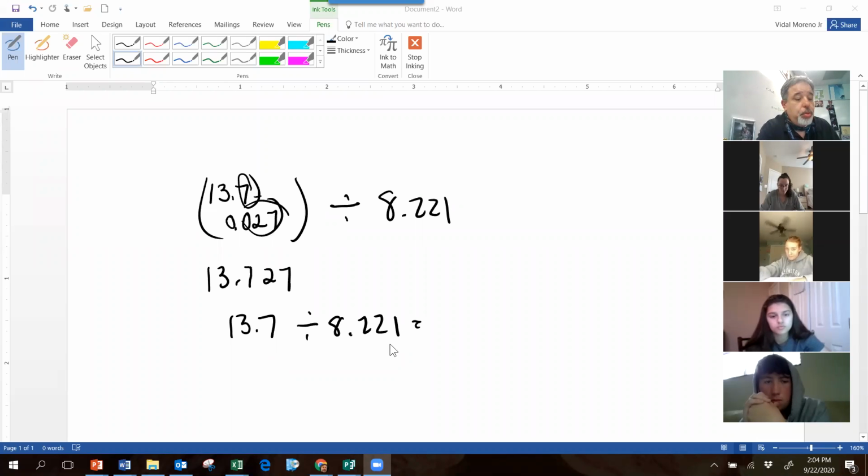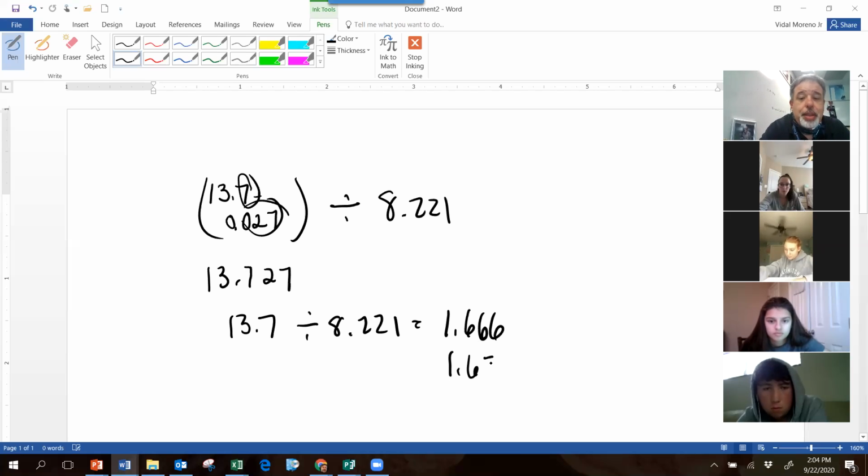Then divided by 8.221. So 13.7 divided by 8.221 gives you 1.666. Wonderful number there. But the rule for multiplication and division is you go with the lowest number of sig digs. So it's going to be 1.67 because you have 3 here and 4 here.